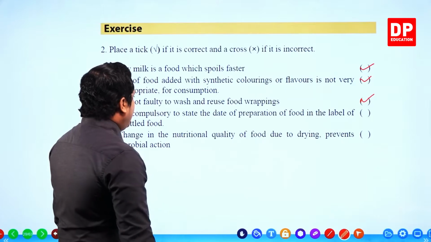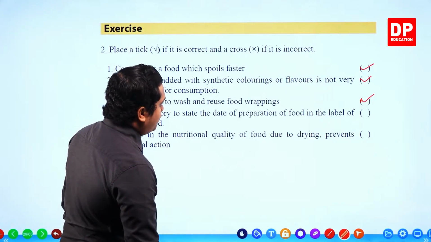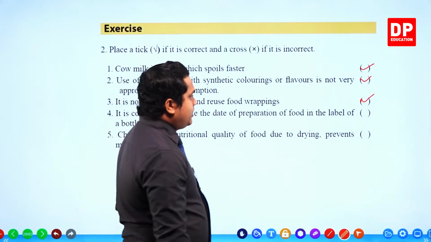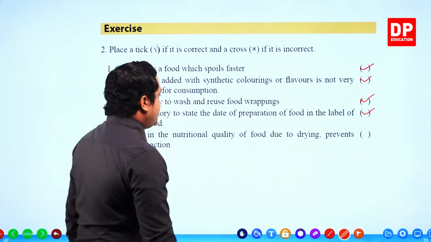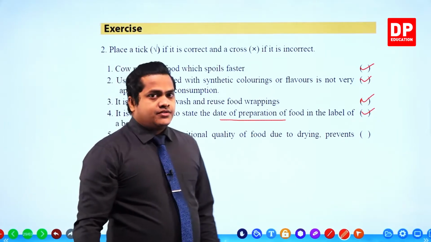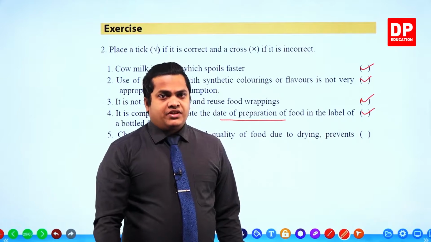Next one. It is compulsory to state the date of preparation of food in the label of a bottled food. Absolutely correct. Definitely, if it is a packaged food item, there should be the date of preparation or the manufacturer date, right? Manufacturer date should be there. Definitely, that should be there.